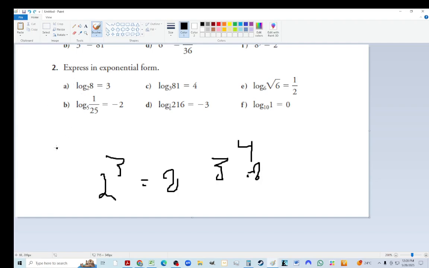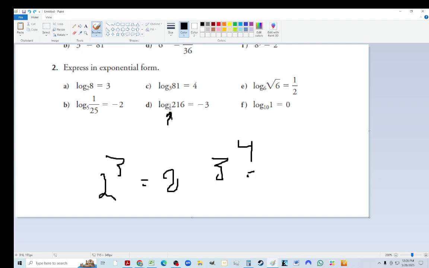5 to the power of negative 2 is the same as 1 over 5 squared, which is the same as 1 over 25. So we would write it as 5 to the negative 2 is equal to the result, 1 over 25.